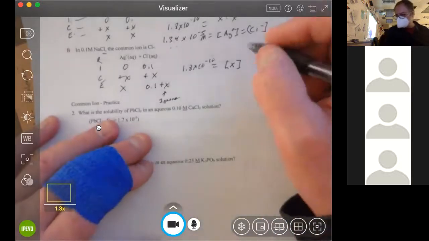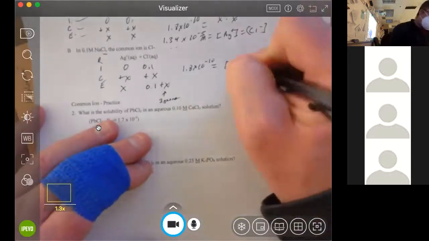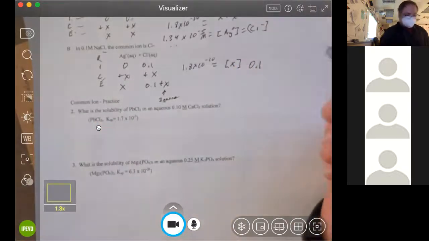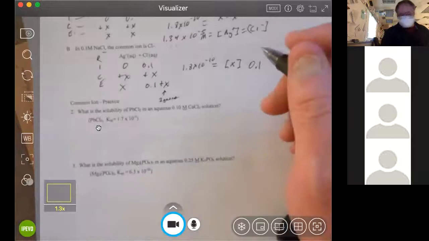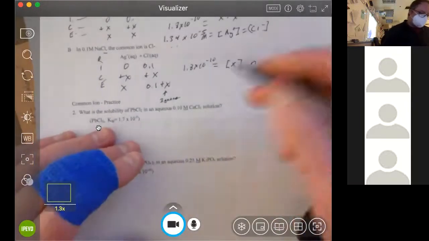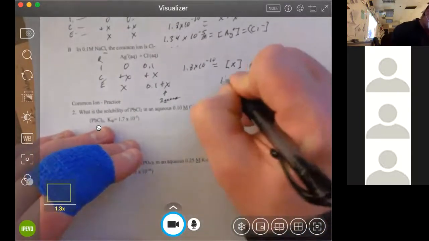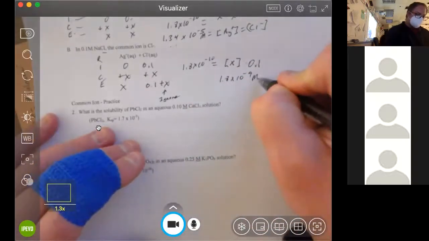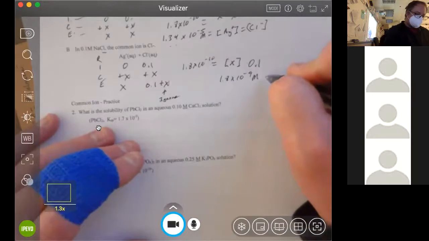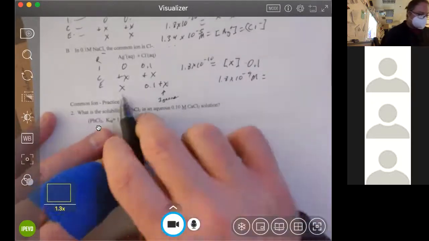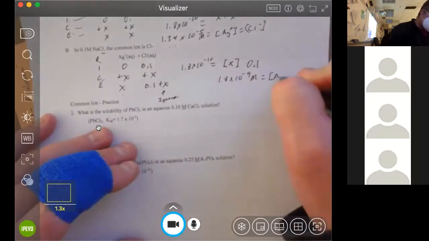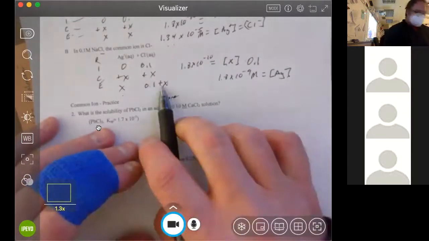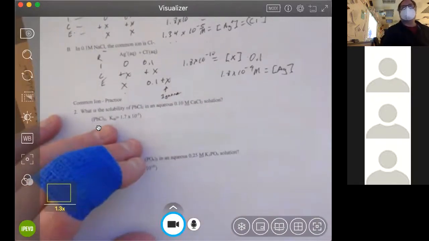So that's going to be x times 0.1. So what do we do? We take 1.8 and we basically divide it by 0.1, which becomes 1.8 times 10 to the negative 9th moles per liter. And that is equal to the concentration of the Ag. And the concentration of the Cl negative, anybody want to tell us what it is?